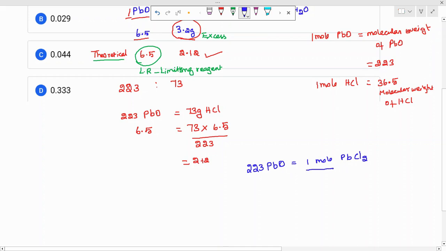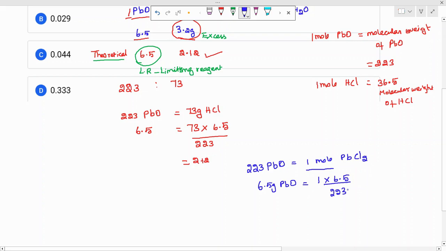Here I have taken moles. Why have I taken moles? Because they have given the weight but are asking for BBCl2 in terms of moles. So BBCl2 I am going to take in moles, but BPO I am going to take in weight because they have given 6.5 gram weight of BPO. So 6.5 gram will give how much? Just take 1, multiply by 6.5 and divide by 223. That's all. So 6.5 divided by 223.